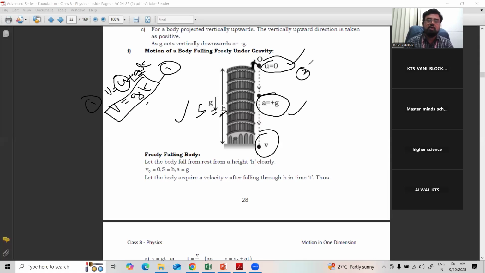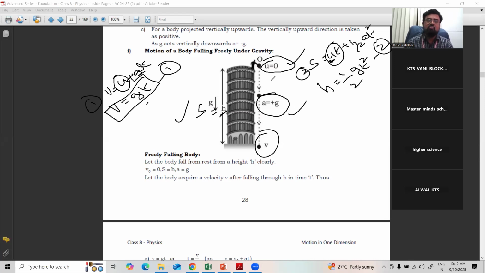Now the second formula, s is equal to ut plus half at square. So what is h here? h is equal to, u is 0, so u into t is 0 into anything, which is 0 only. So it becomes 0 plus 1 by 2, and in place of a we get g, so gt square. This is the second equation of motion for a freely falling body.